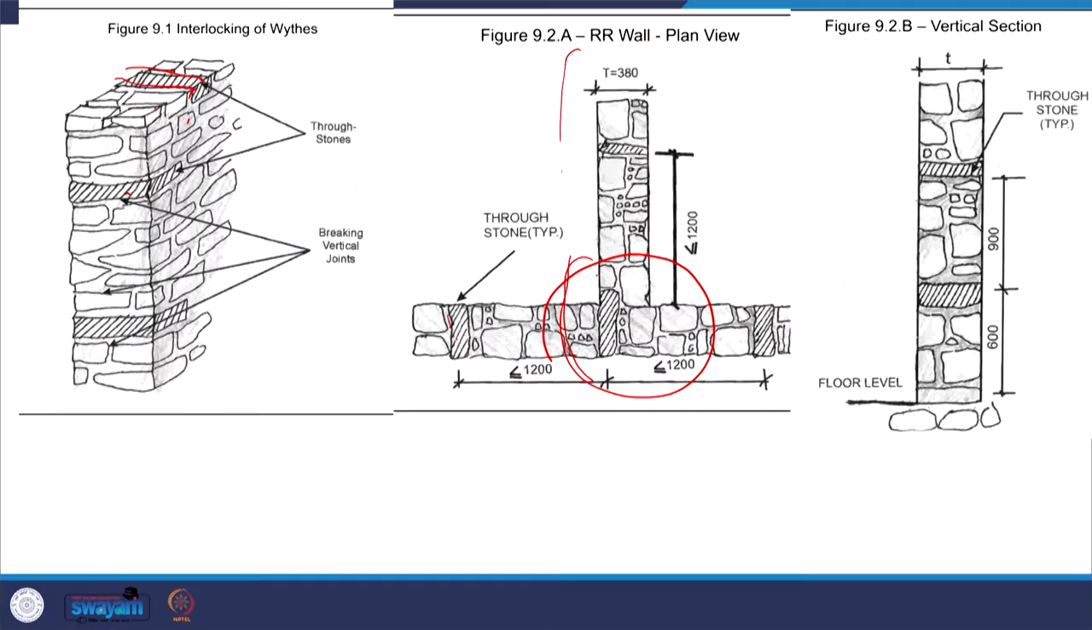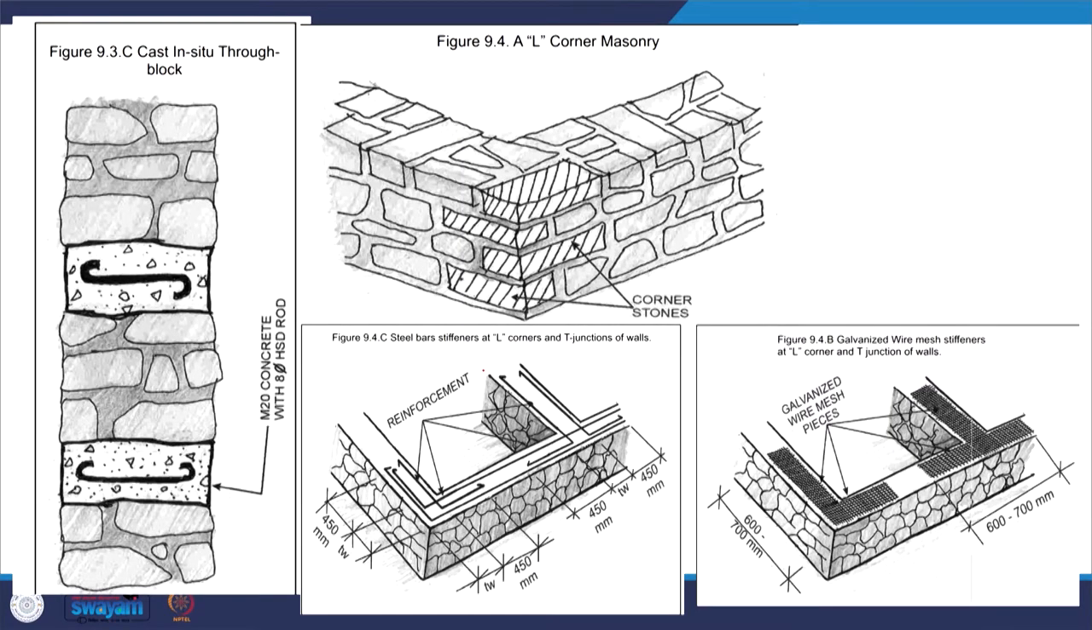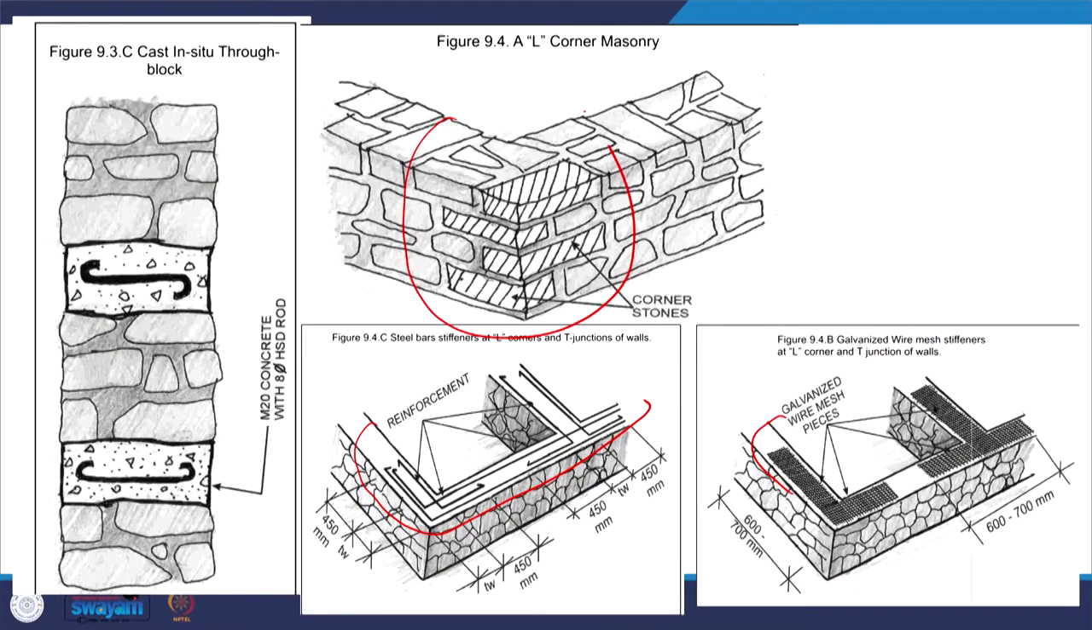So this is how we have these through stones, so that they can break the wall at different junctions and actually bind these walls at these junctions. And also the through stones in the vertical sections look in this format. So you have the reinforcement. When we are making these L corners or the T junctions, we can either do it with this format, having the reinforcement, or else we can have galvanized wire mesh pieces, and in that way it stiffens these corners. And also the L stone corner masonry with a kind of alternate facing, one face this side and another face this side like this.